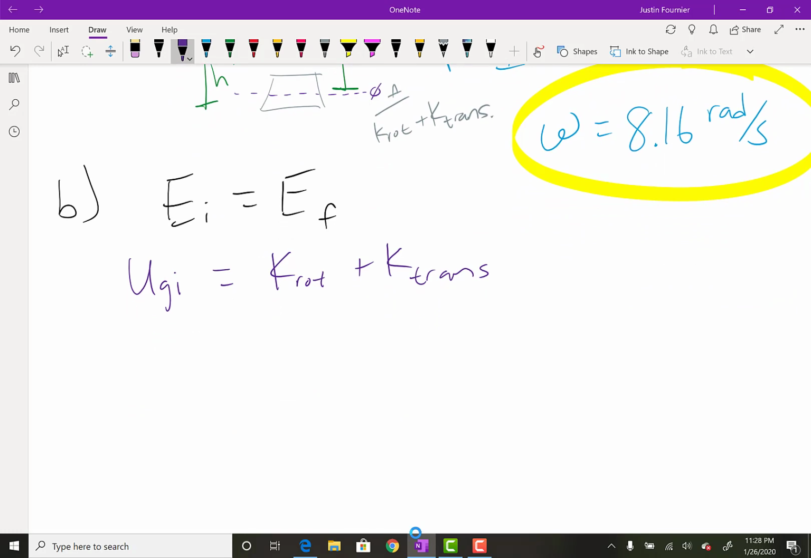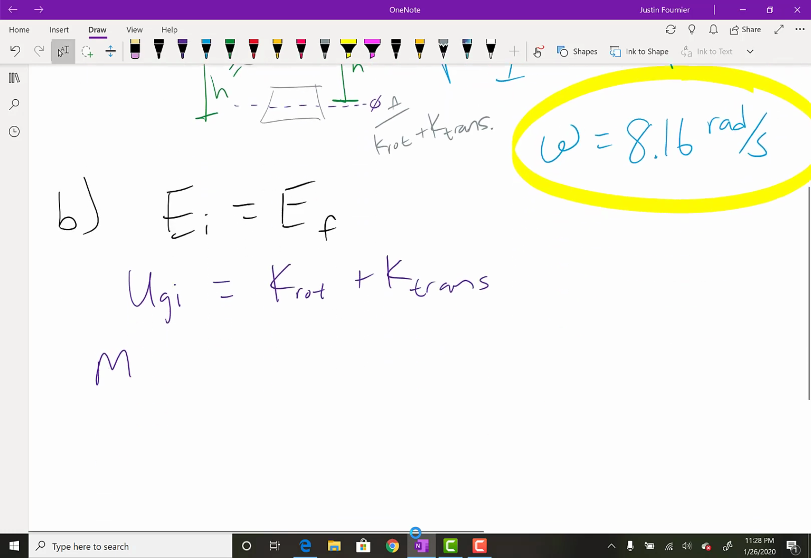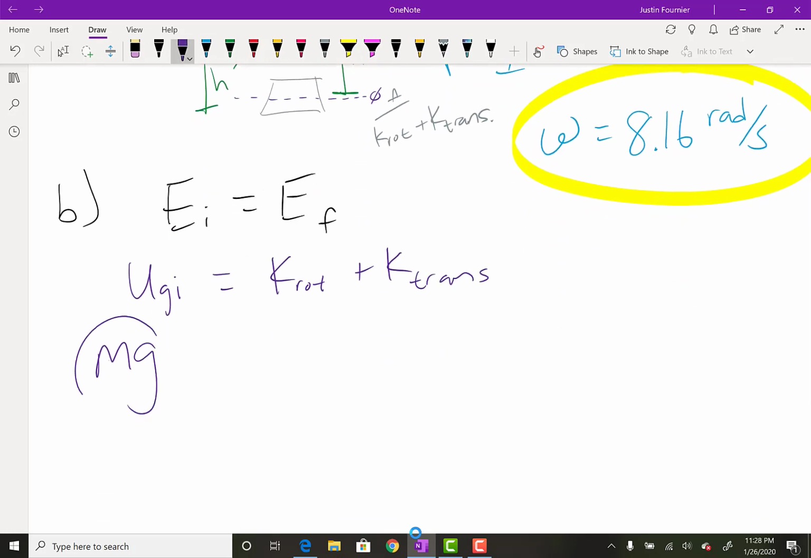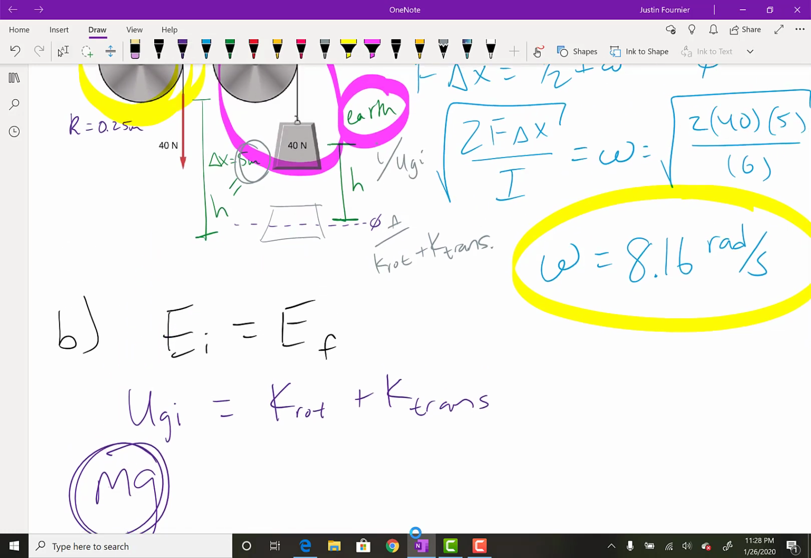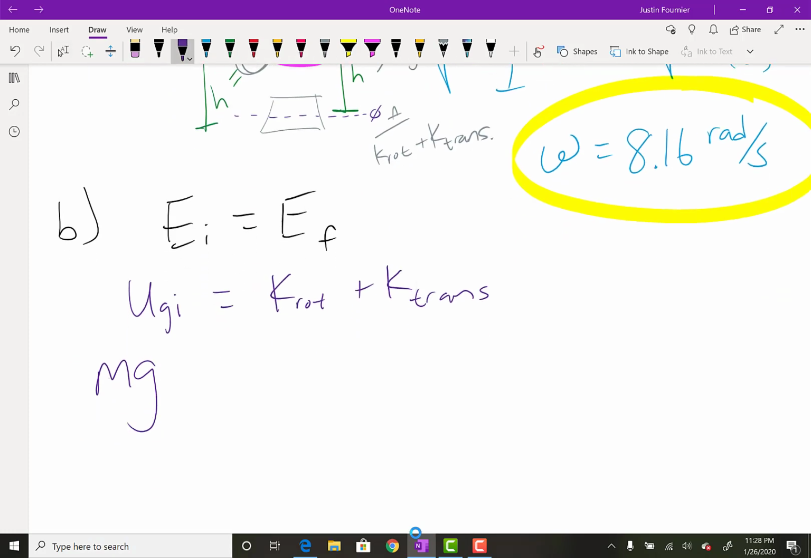All right, so the gravitational potential energy is the mass of the falling mass multiplied by the gravitational field. That's going to be 40 newtons, because that's essentially the force of the falling mass up there, multiplied by the height, which is 5 meters. It equals the rotational kinetic energy, 1/2 I omega squared, plus 1/2 mv squared, the equation for translational kinetic energy.